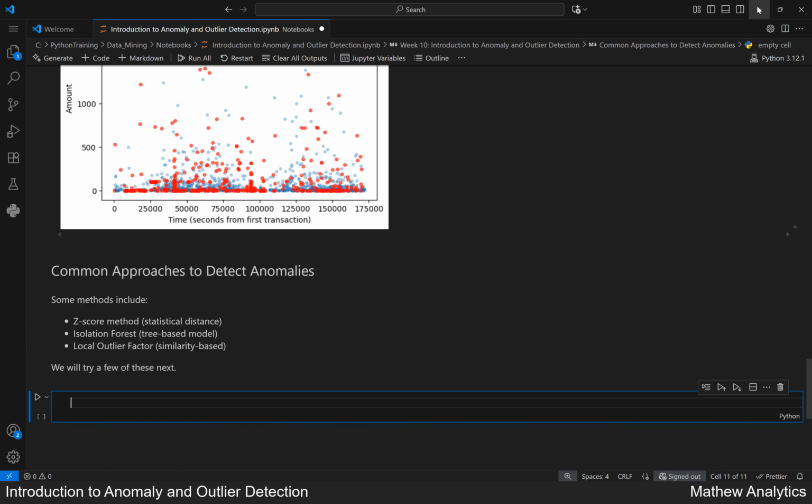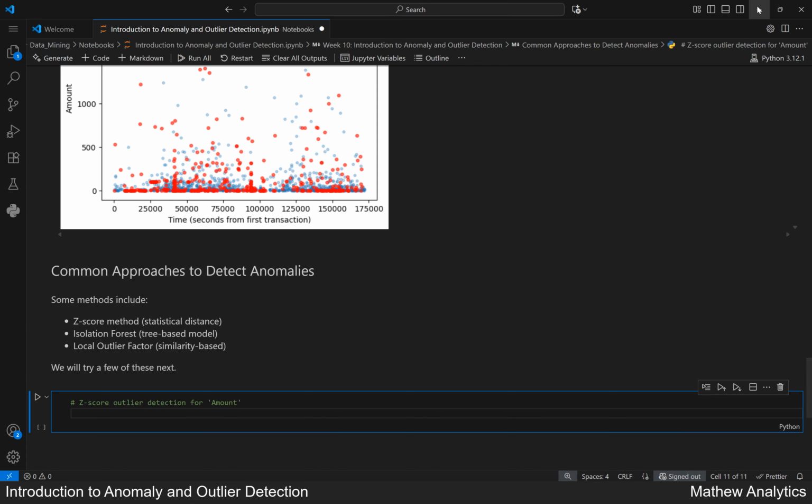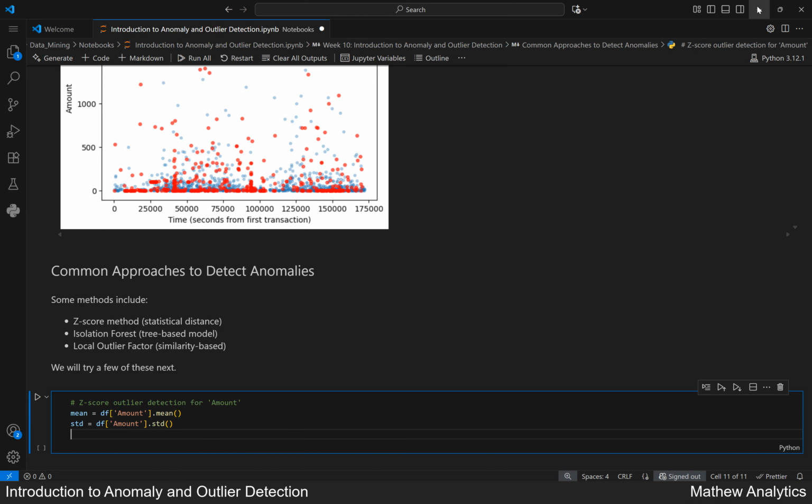Let us use a statistical method called Z-score to detect outliers. We add a comment explaining that this code detects outliers in the amount column using the Z-score method. We compute the mean of the amount column. We compute the standard deviation of the amount column. We calculate the Z-score for each amount value by subtracting the mean and dividing by the standard deviation. We create a new column indicating if the absolute Z-score is greater than 3, marking those as outliers. We print the counts of how many values are and aren't outliers.